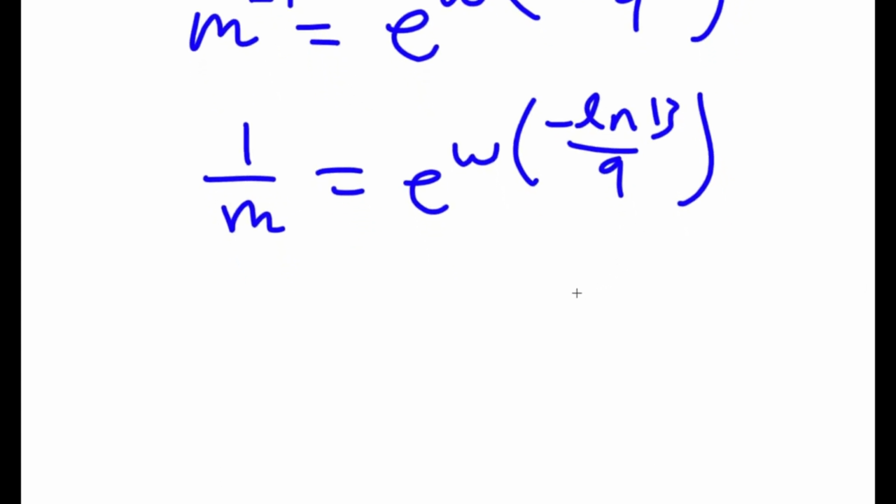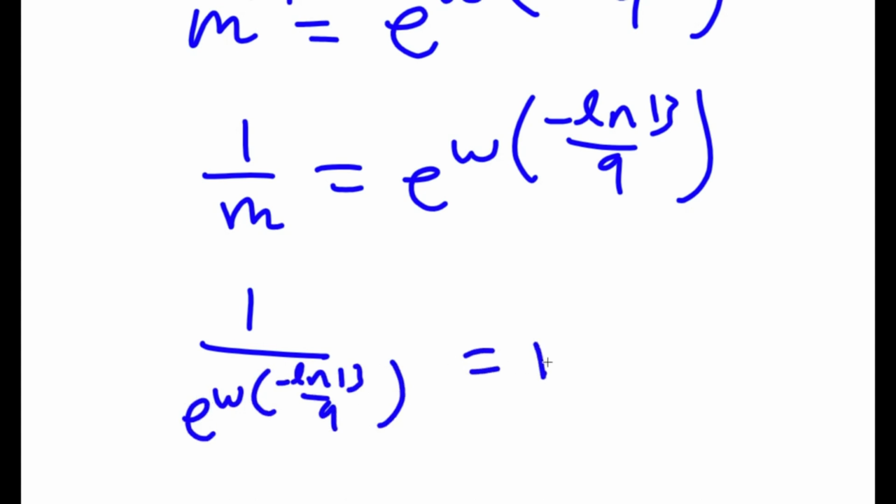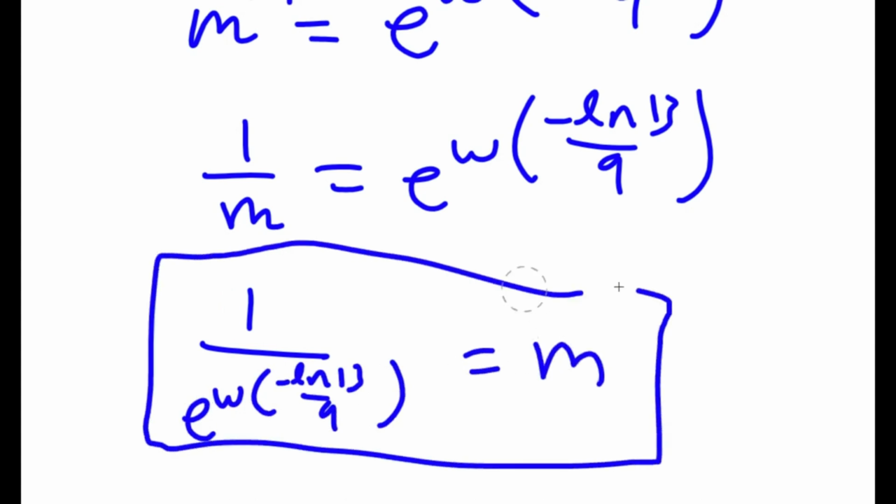And now 1 over m is the same thing as, now if I replace these two, I get 1 over e to the power of W of negative ln 13 over 9 is equal to m. So that is our answer.